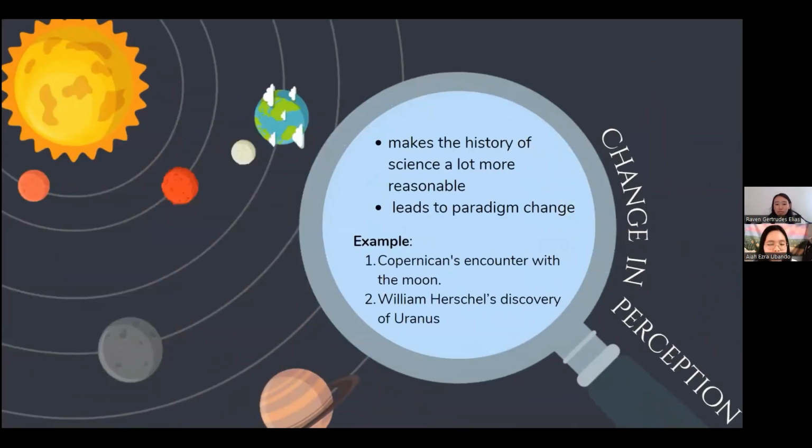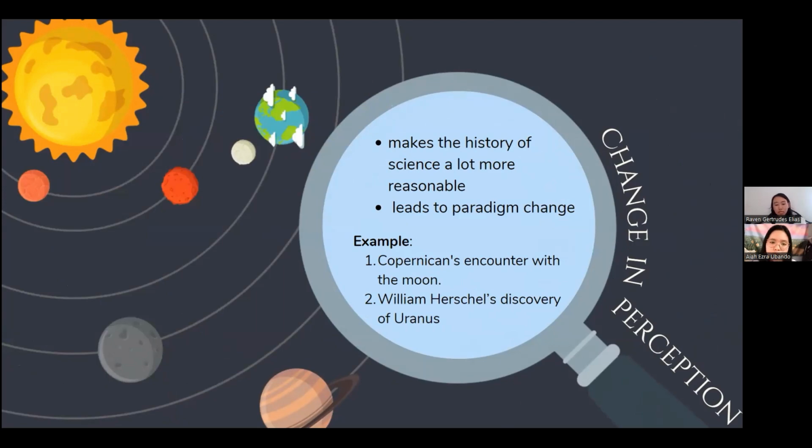Exactly. In this chapter, Kuhn also states that the change of perception would make the history of science a lot more reasonable. On top of that, a shift of perception also leads to paradigm change. An example of this would be the time when the Copernican system encountered the moon. At first, they thought the moon was just a planet, but when they changed their perception, they found out the moon was actually not a planet.